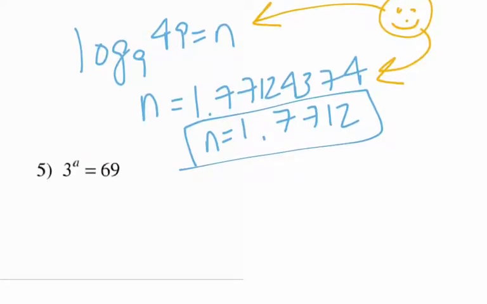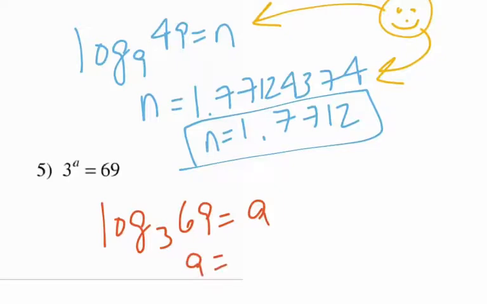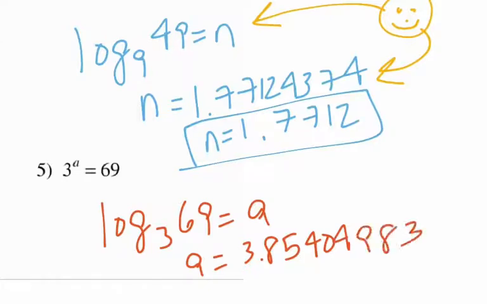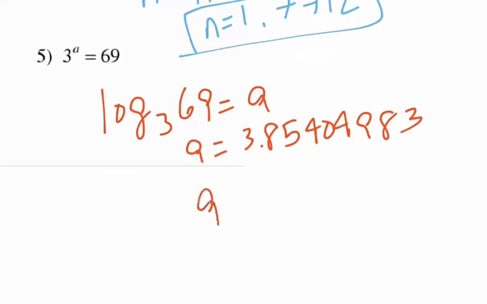This next one, I'll do it in red in this case. Log base 3 of 69 is equal to a. So again, on your calculator, you're going to press the alpha button, then the window button, and you're going to type in log base 3 of 69. So a is equal to 3.85404983. And then after that, you're going to round appropriately to 4 decimal places, so it's going to be 3.854.